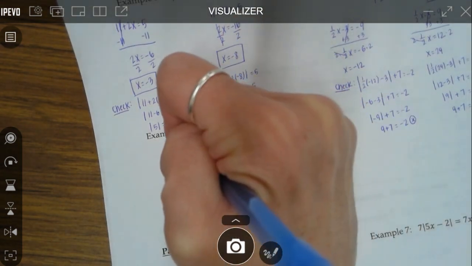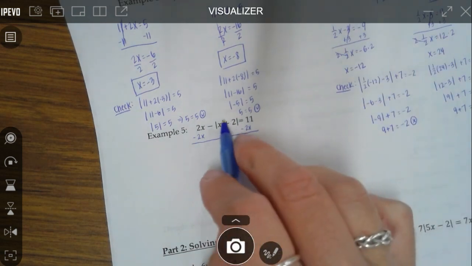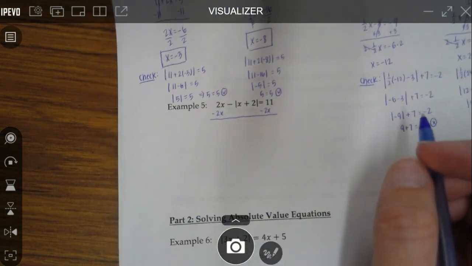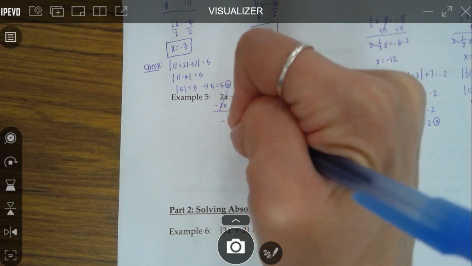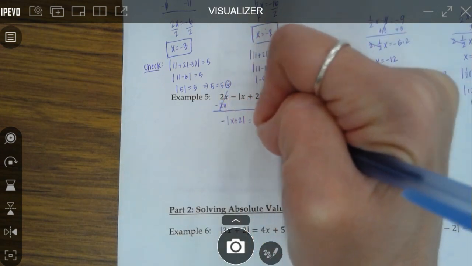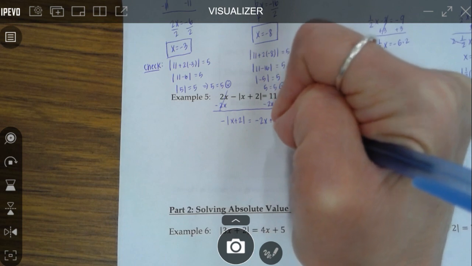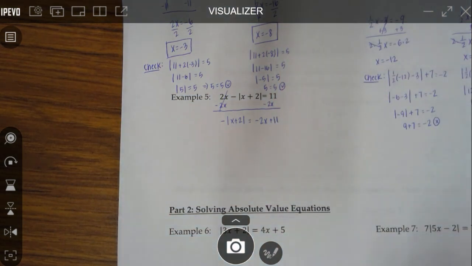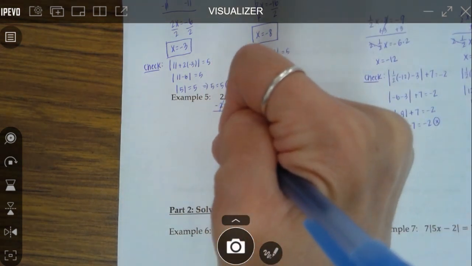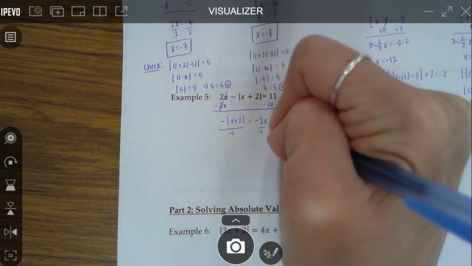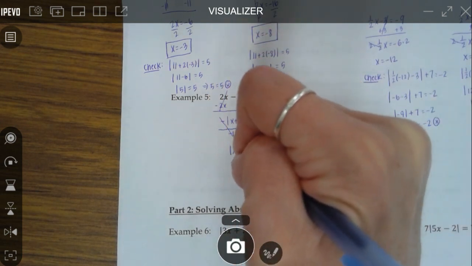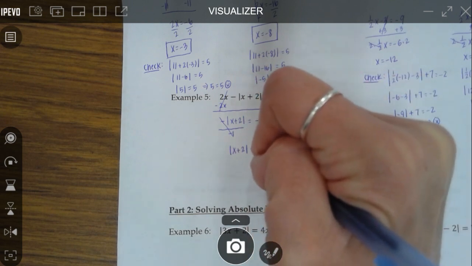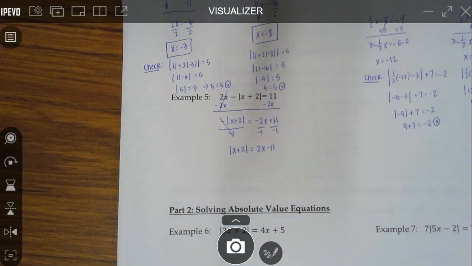And again, the reason that I need to do this first is because the absolute value bars are not by themselves on this side of the equation. So if I get rid of that, I end up with negative times the absolute value of x plus 2 equal to, I'll write this as negative 2x plus 11. And then I'm going to want to divide by -1 here, because technically there's a -1 on the outside of the absolute value bars here. So I get absolute value of x plus 2 is equal to positive 2x minus 11.